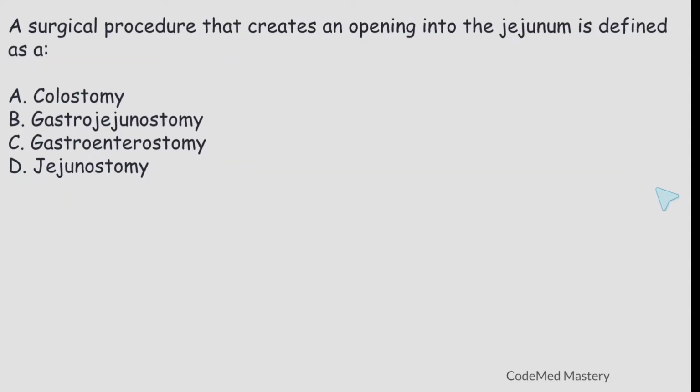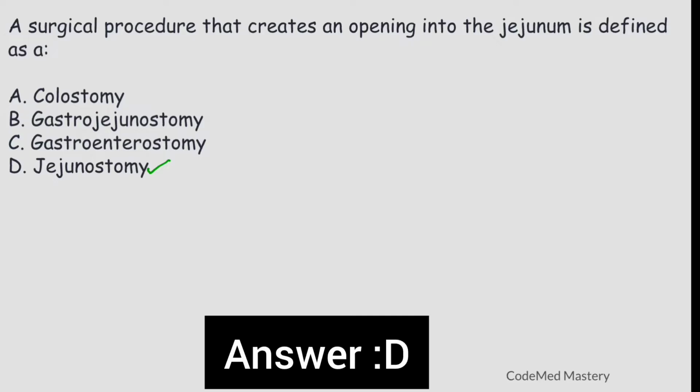Next question. A surgical procedure that creates an opening into the jejunum is defined as: option A, colostomy, option B, gastrojejunostomy, option C, gastroenterostomy, option D, jejunostomy. So what is the right answer? The right answer is jejunostomy, option D. An ostomy means operation to create an opening from the area inside the body to the outside. A procedure that creates an opening into the jejunum is defined as jejunostomy.